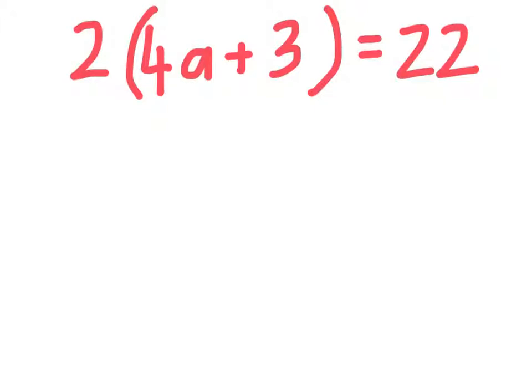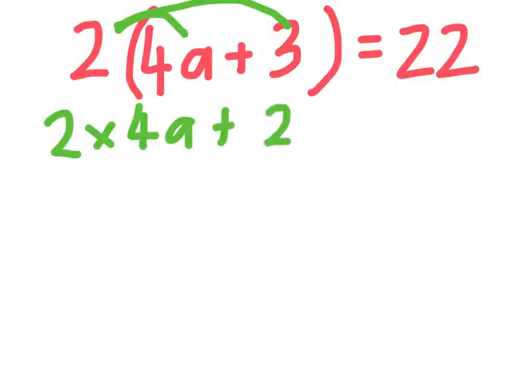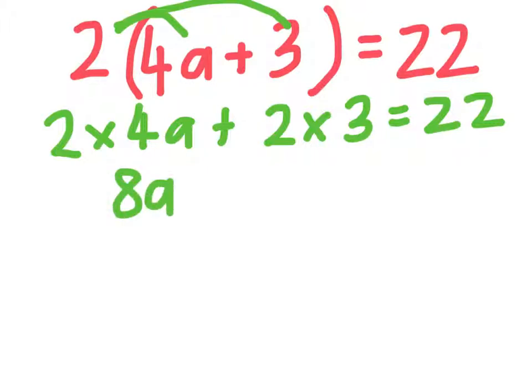So a final example, I have 2 brackets 4a plus 3 equals 22, so again I am solving for a. I will start by expanding the brackets out, so I will have 2 multiplied by 4a and 2 multiplied by 3. And I do like to show all of my working out, so I'll have 2 multiplied by 4a plus 2 multiplied by 3 equals 22, and I will simplify this. So I've got 2 multiplied by 4a is 8a, plus 2 multiplied by 3 is 6 equals 22.